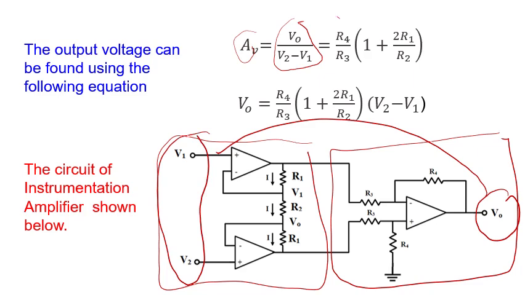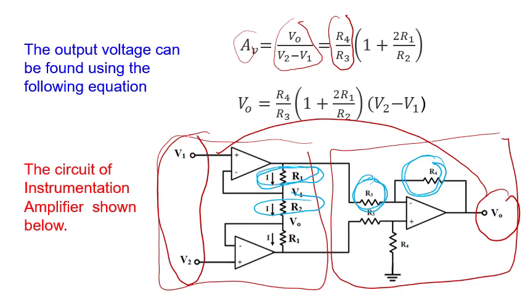It is given as R4 over R3 multiplied by 1 plus 2R1 over R2. Look here, R4 over R3. Remember, this is the gain of the differential amplifier, multiplied by another gain, which is 1 plus 2R1 divided by R2. So that's how we can find the gain of the instrumentation amplifier.